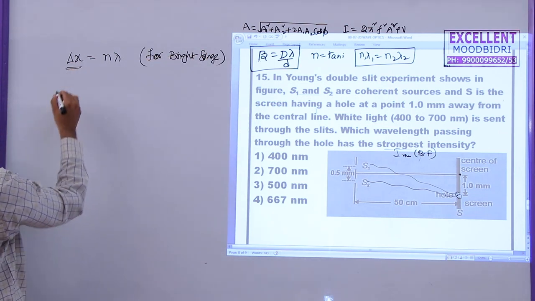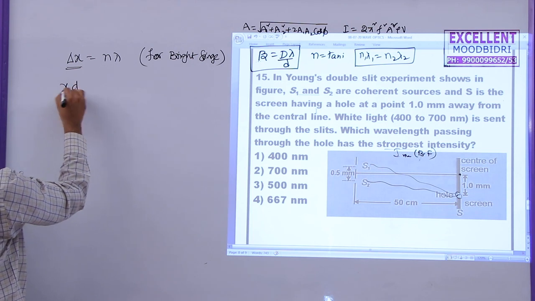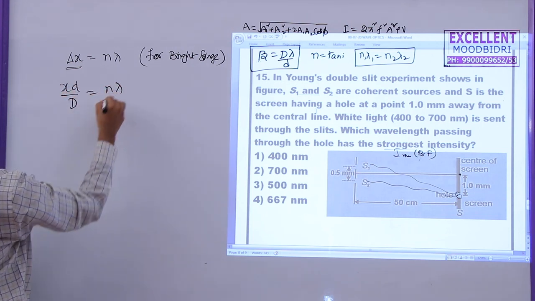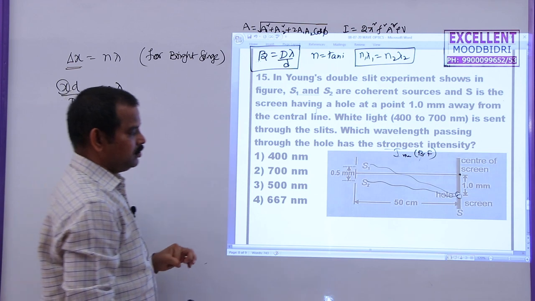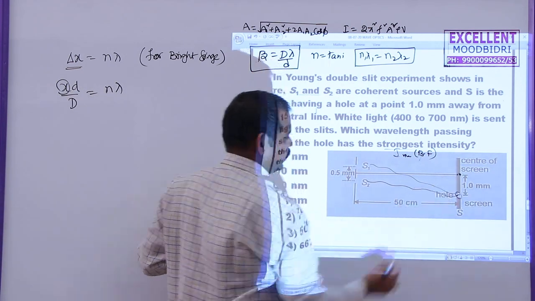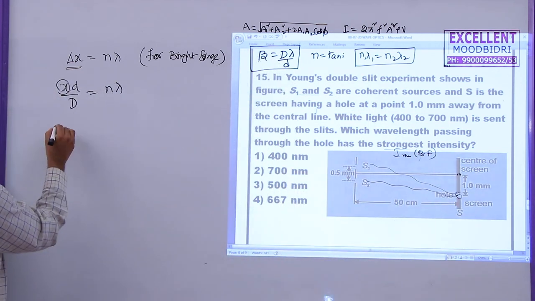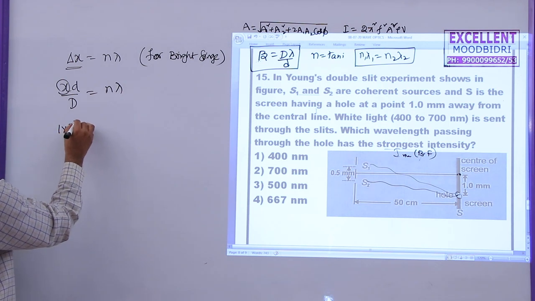So what is delta x? That is x small d by capital D is equal to n lambda. What is x? Distance of this hole from this center. So which is given by 1 millimeter. So this is 1 millimeter.